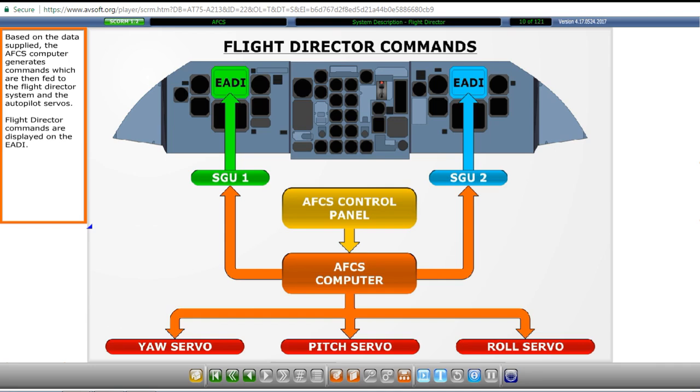Based on the data supplied, the AFCS computer generates commands which are then fed to the flight director system and the autopilot servos. Flight director commands are displayed on the EADI.